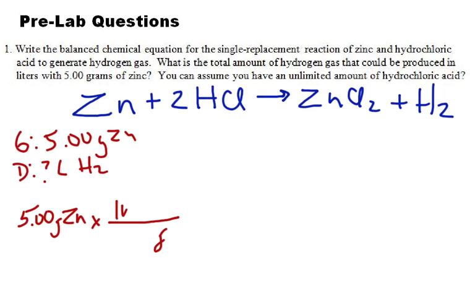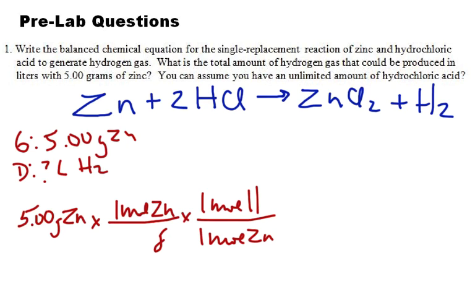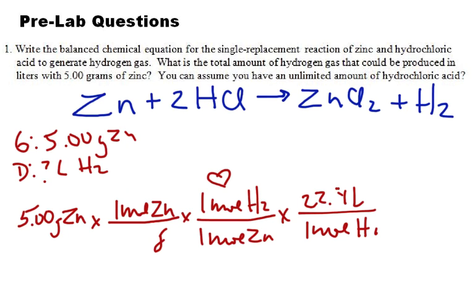So we need grams of zinc and 1 mole of zinc. And we can see from the problem that for every 1 mole of zinc, we're going to get 1 mole of hydrogen. And we know that 1 mole of hydrogen is 22.4 liters of hydrogen. So we're using our molar volume, we're using the heart of the problem, and we're using the molar mass. So now you can just calculate the answer if you can read my writing.